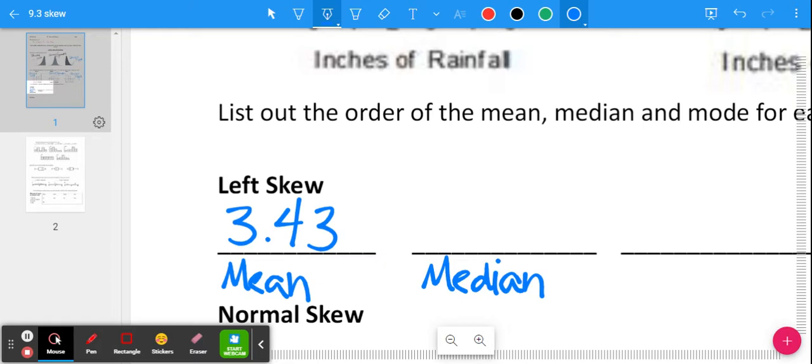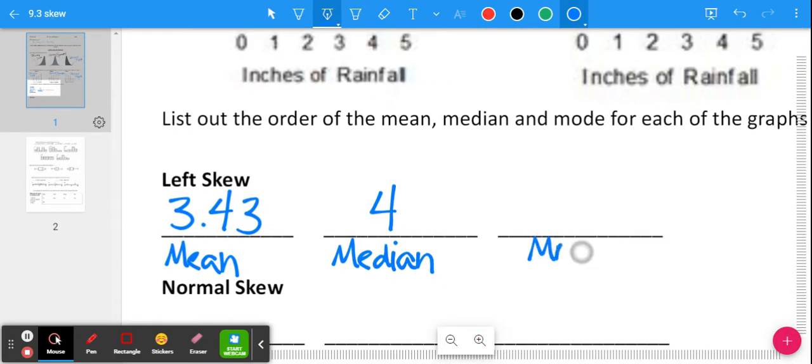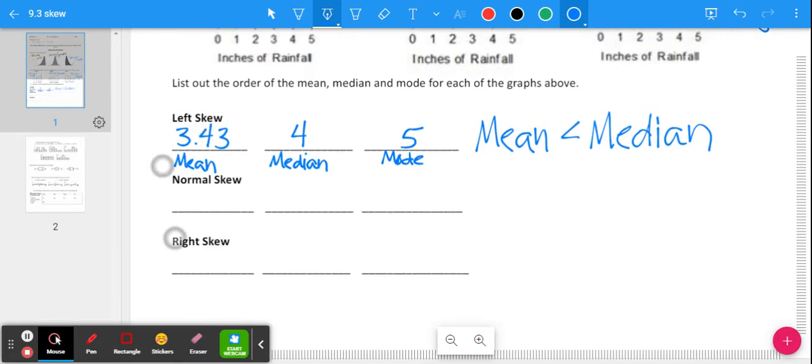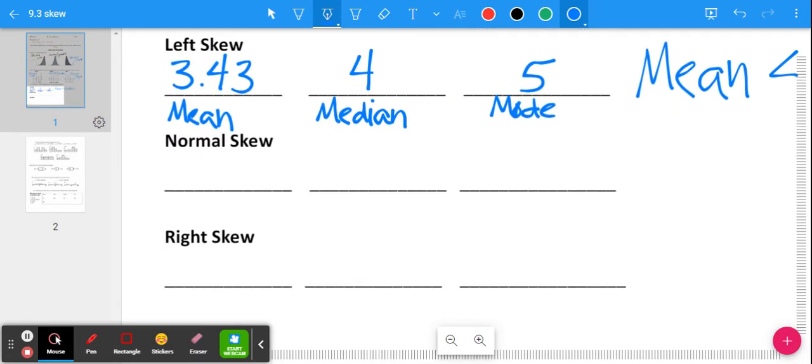So for the median, all of the numbers are already in order. So all we have to do is find the middle, which is 4. And then the mode is the one that shows up the most, and for this one it is 5. Now, an observation I want you guys to make about this is that the mean is less than the median when it's skewed left. So mean is less than median. So for a normal skew and a right skew, I want you guys to find the mean, median, and mode and make an observation about what you see between the mean and the median.